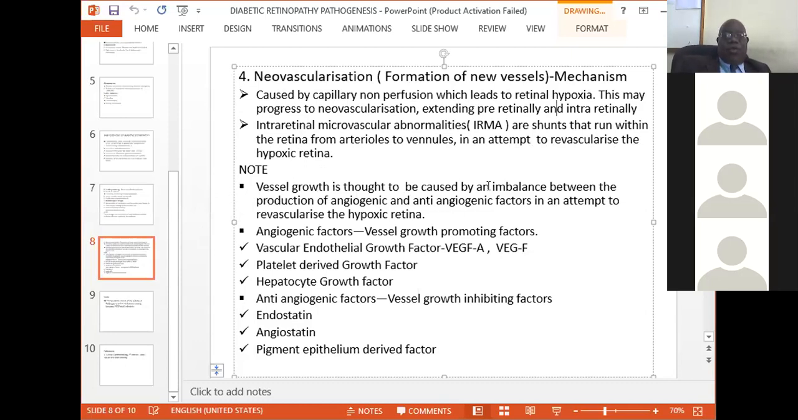Vessel growth is thought to be caused by an imbalance between the production of angiogenic and anti-angiogenic factors, in an attempt to revascularize the hypoxic retina. Once there is an attempt to revascularize, to push blood vessels into the hypoxic retina, and there is an imbalance, more vessels are formed there. Those are what they are referring to as neovascularization.